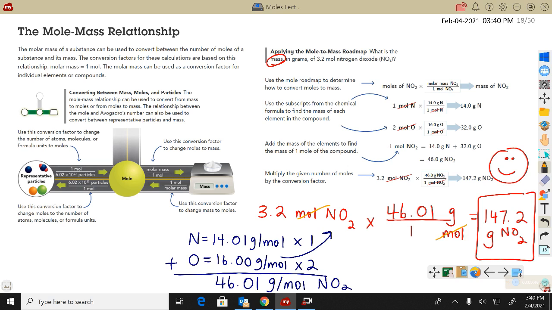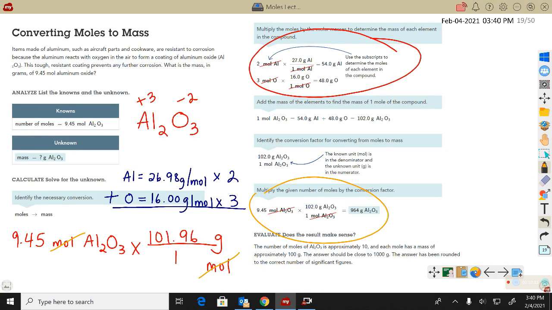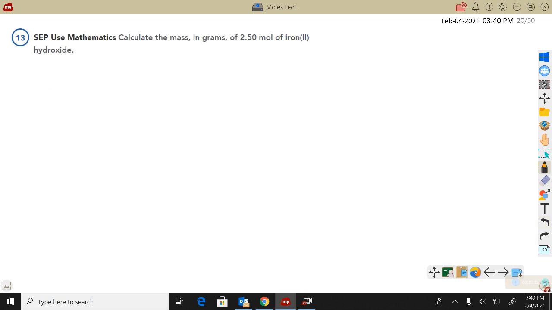Same thing with this one. This NO2, I've got 3.2 moles. Each mole is 46-ish grams. You can estimate about 3 times 46. It's a little bit less than 50, so I'm looking for somewhere around 150, a little bit less than 150. It seems reasonable. So let's try one.